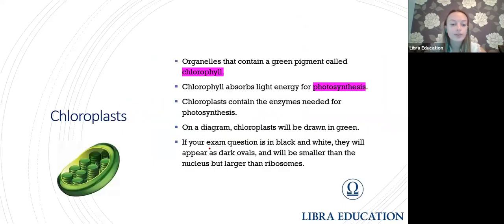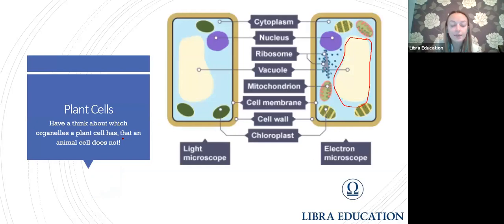So what are chloroplasts? They kind of look like this. You'll see them as small oval structures, and this is what they look like on the inside. They are organelles that contain a green pigment called chlorophyll. That's really important. If you're asked what chloroplasts are, the first part of your answer should be that they are organelles containing a green pigment called chlorophyll. Chlorophyll is important as it absorbs light energy for photosynthesis, and we know how important photosynthesis is for plant survival and function. So chloroplasts contain the enzymes needed for photosynthesis. On the diagram, chloroplasts will typically be drawn in green.